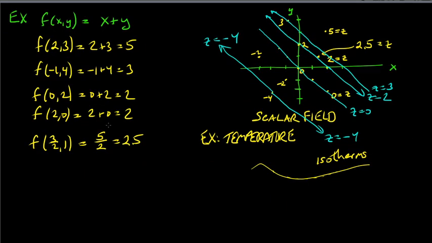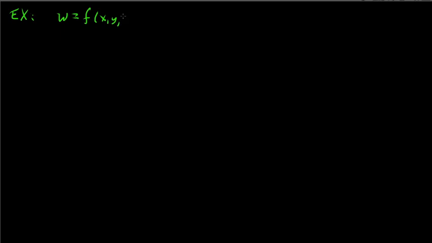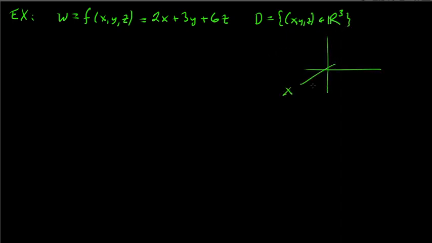But this is going to be important when we get to a function, say, of 3 variables. So for our first example, let's suppose w is a function of x, y, and z. We can make it something simple, 2x plus 3y plus 6z. Here the domain is the set of all points x, y, and z in space, so in R3.